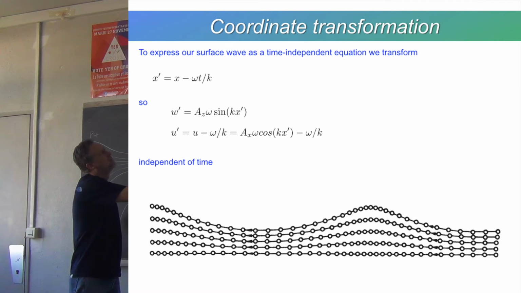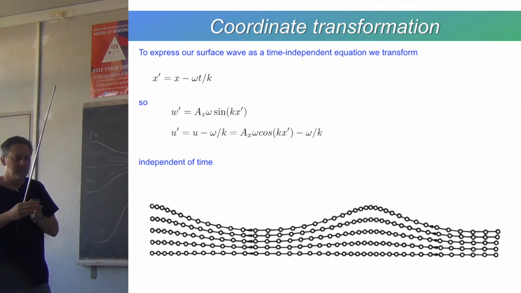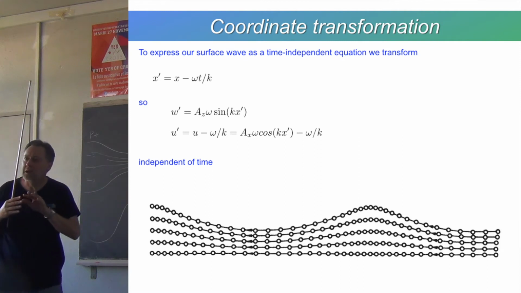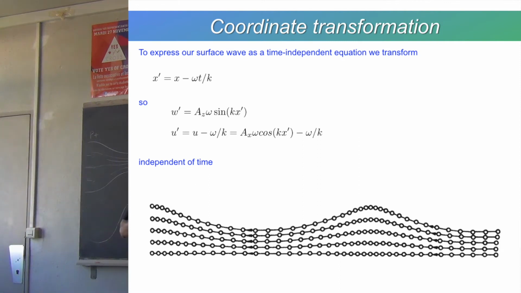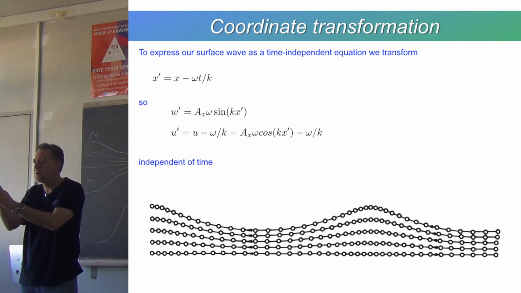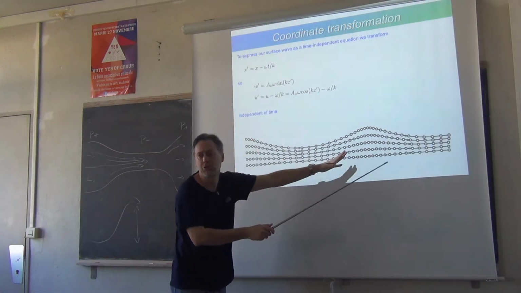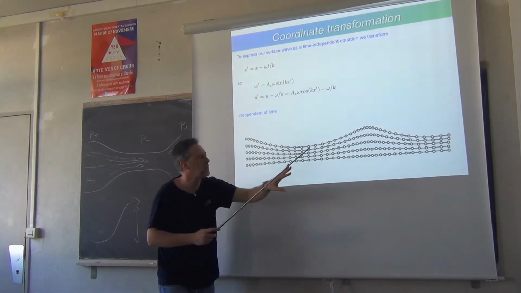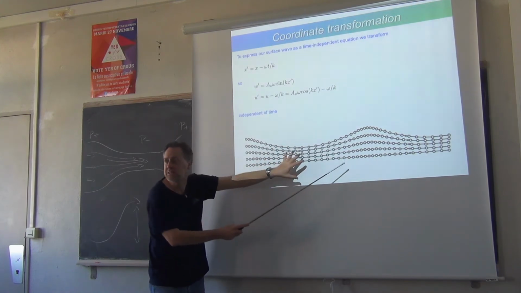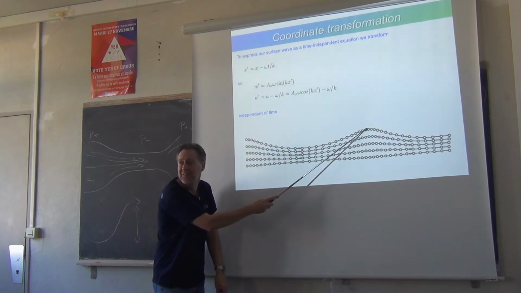So omega over k is the phase speed, right? So it's x minus the phase speed times t. So instead of using x as our coordinate, we're actually traveling with the crest of the wave as our coordinate now. Our coordinates are relative to a given phase in the wave, right? So that means that instead of having a wave that's propagating through our coordinate system, we have a wave which is nailed in place on our coordinate system. This thing does not move, right?